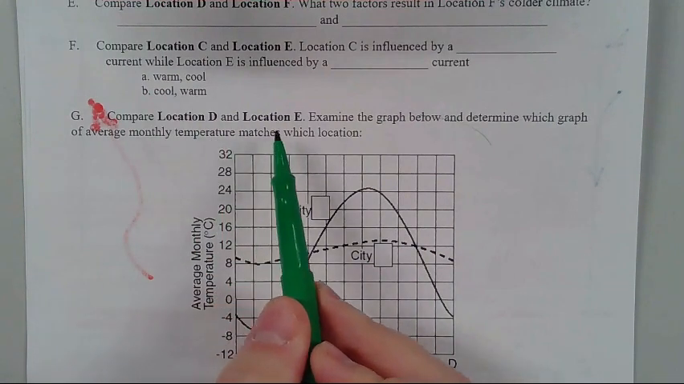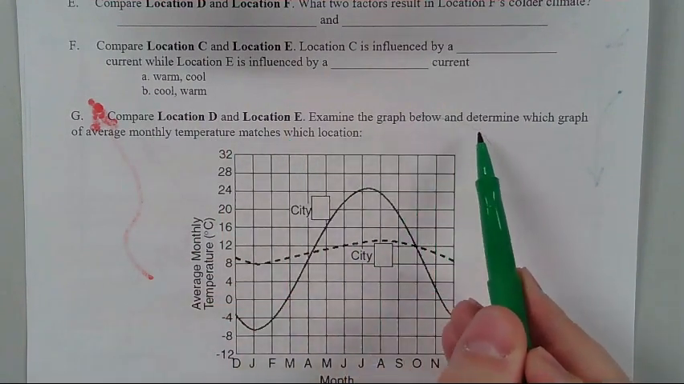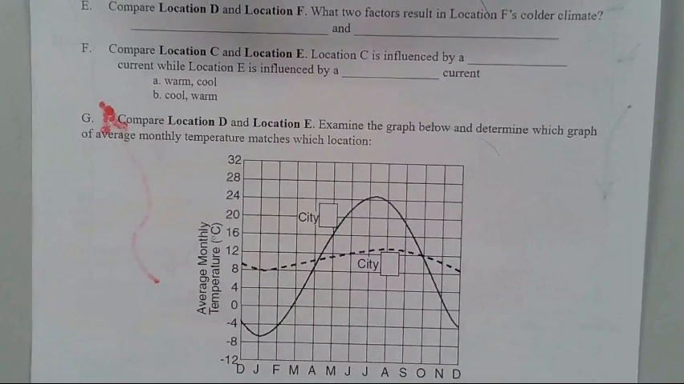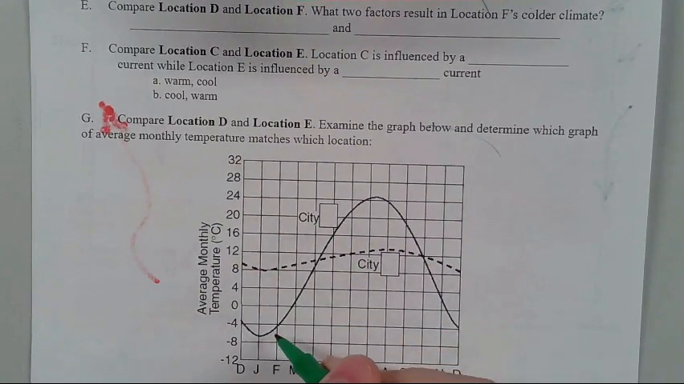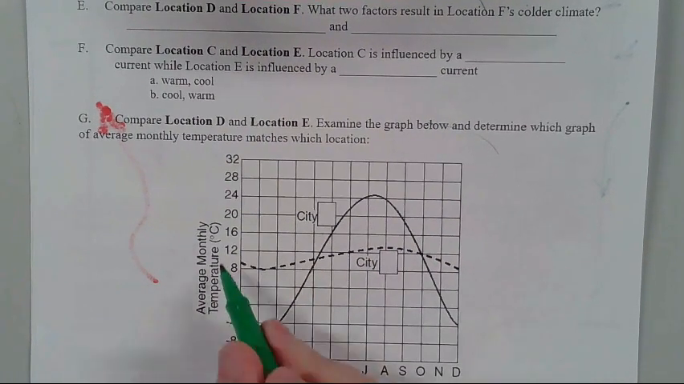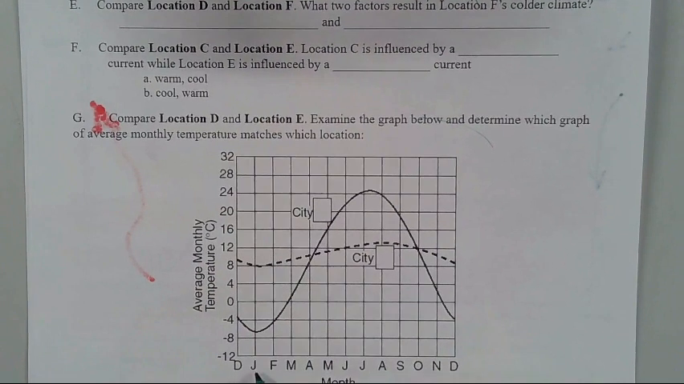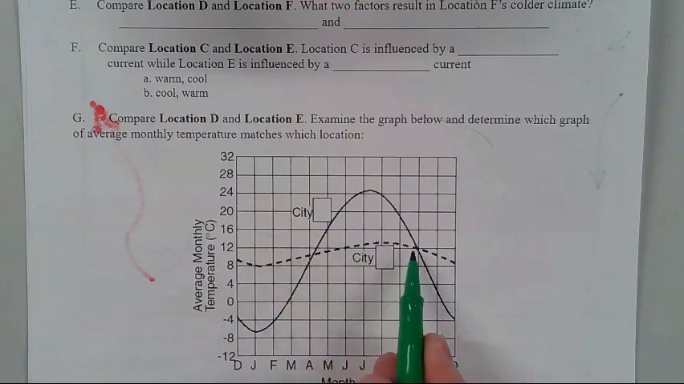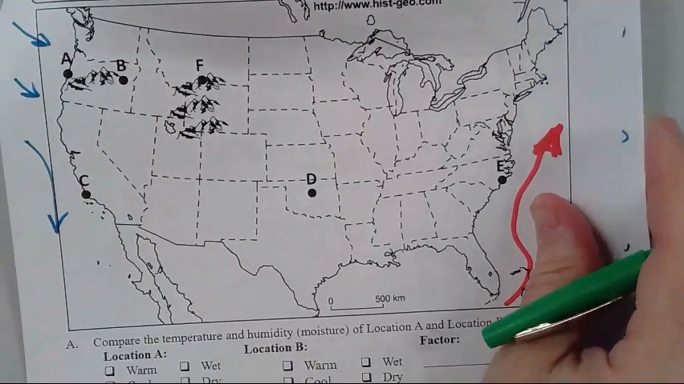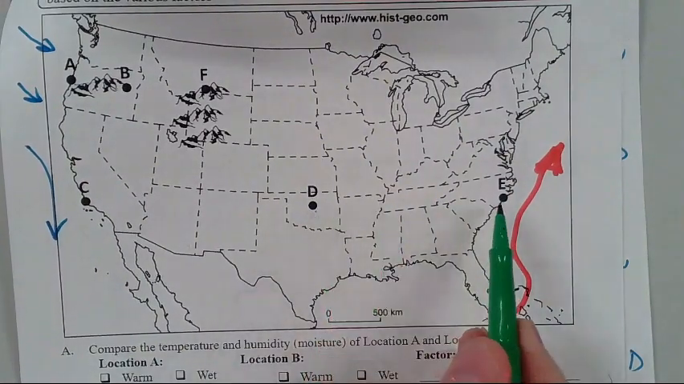Letter G, compare locations D and E. Examine the graph below and determine which graph of average monthly temperature matches which location. In the box, you have one, the solid line shows a large range in temperatures. This is average monthly temperature, and this shows December through January, February, March. The dotted line shows another range of temperatures. So which one would be location D and which one would be location E? D is in the center of a continent, E is on the coast.